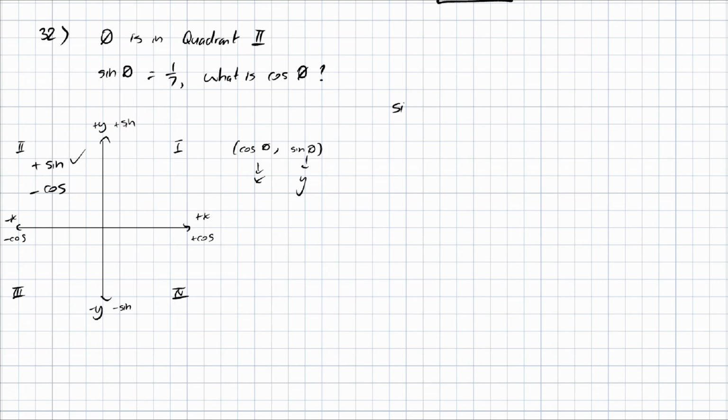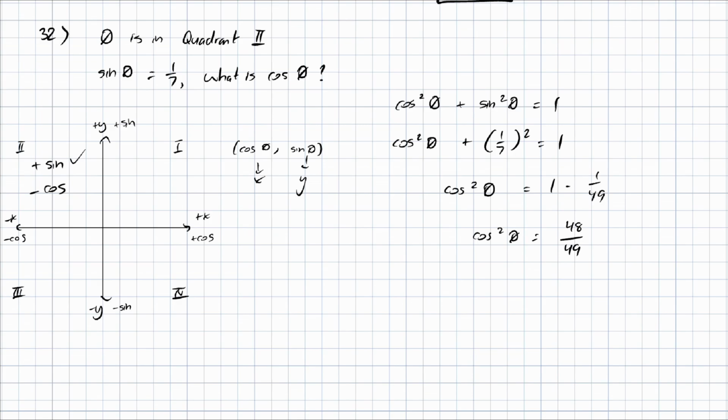Let's do cosine squared theta plus sine squared theta equals 1. Go ahead and kill me for the notation. Cosine squared theta plus 1 over 7 squared equals 1. Cosine squared theta equals 1 minus 1 over 49, so cosine squared theta equals 48 over 49. So cosine theta equals plus or minus the square root of 48 over 49.